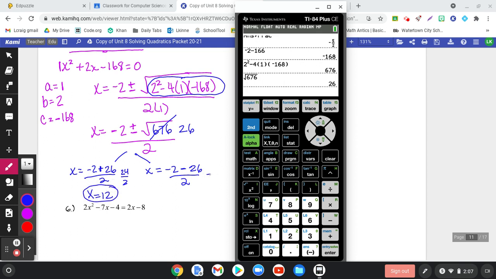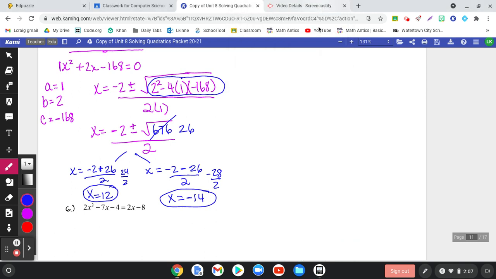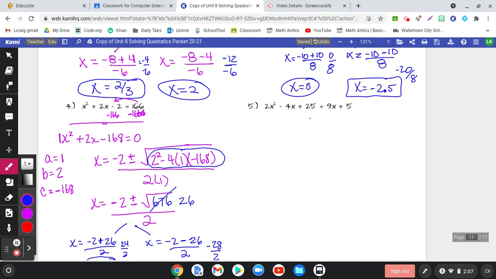This would be negative 28 over 2. Half of negative 28 is negative 14. Okay. All right. Let's look at one more where we have to move stuff over.